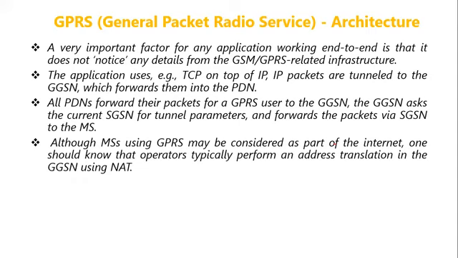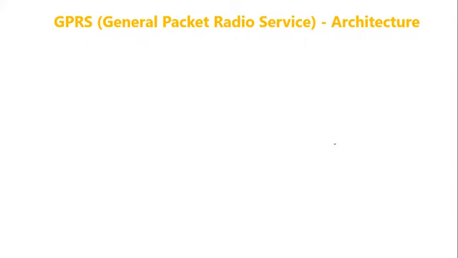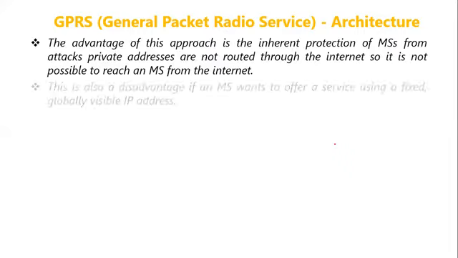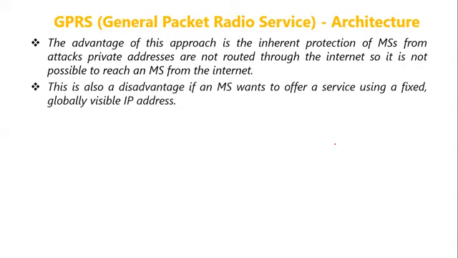All mobile stations are assigned private IP addresses, which are then converted into global addresses at the GGSN. The advantage of this approach is the inherent protection of the MS from attacks. Even though the mobile station is connected to the internet and has an IP address, this private IP address will be converted to some other IP address. Because of that, the device will be protected from attack. That is, nobody can identify that this IP address corresponds to this particular device.